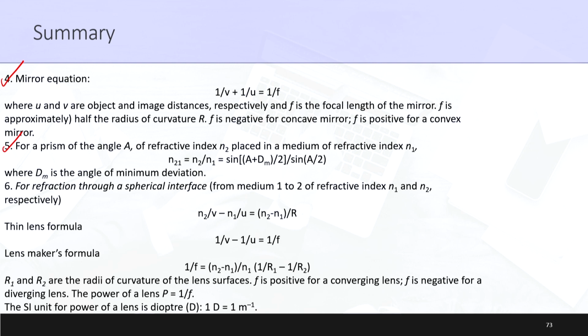The definition has also been explained in the subsequent slides, subsequent lectures. So, power of a lens is nothing but the reciprocal of the focal length. Therefore, P is equal to 1 by f. The SI unit of power of a lens is diopters, that is 1 D is equal to 1 meter inverse. Fine. So, this thing has also been explained.